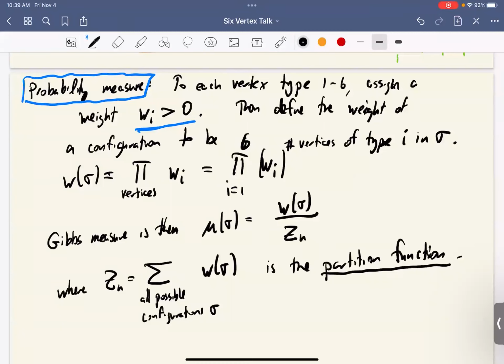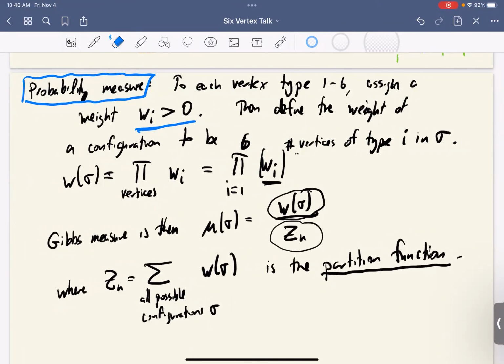So I have these 6 weights, and I just count how many vertices there are of type 1, multiply W1 by itself that many times. Same with vertex type 2, 3, 4, 5, and 6. Okay, and then the probability measure is just given by the weight of each configuration divided by the normalizing constant, which makes it a probability measure. And that's called the partition function. It's just the sum of the weights of all the possible configurations.